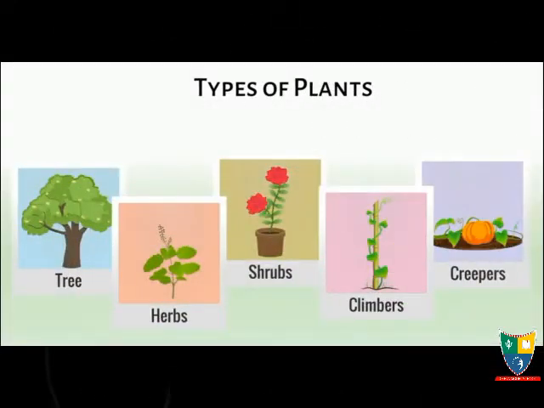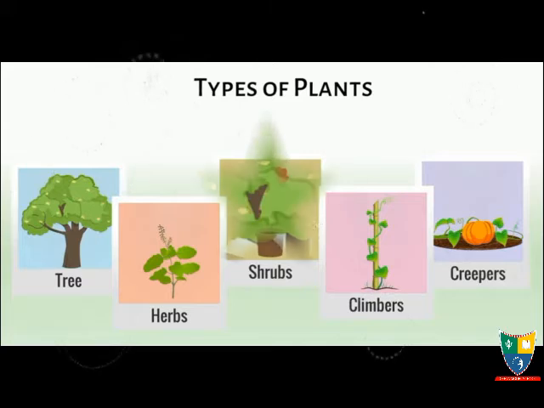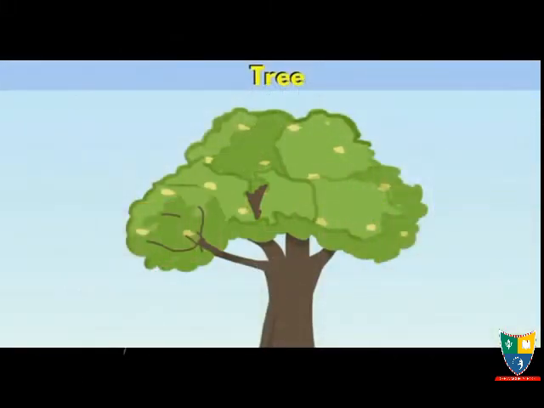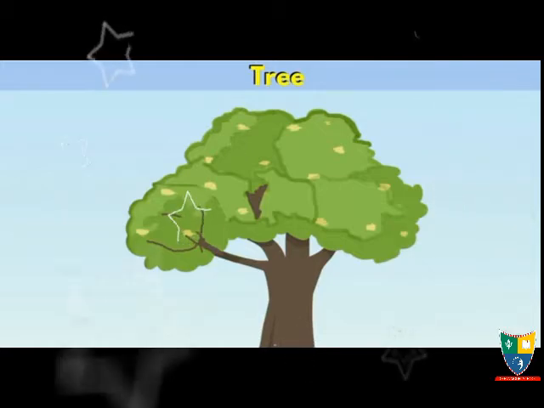For understanding all these plants, we have classified the plants into different categories. These are trees, herbs, shrubs, climbers, creepers, etc. Let's learn about them. So first one is trees.